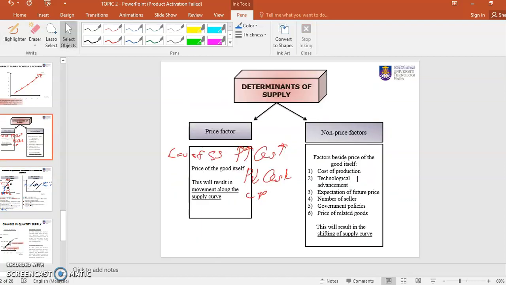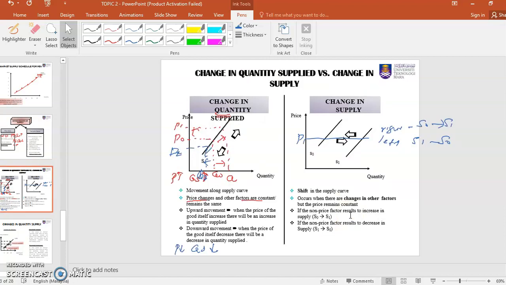Cost of production, technological advancement, expectation of future price, all of these. Okay, if the non-price factor results in an increase in supply, the supply curve shifts to the right, S0 to S1. If the non-price factor results in a decrease in supply, the supply curve shifts to the left, S1 to S0. Anything that causes an increase in supply will shift to the right. Anything that causes a decrease in supply will shift to the left.